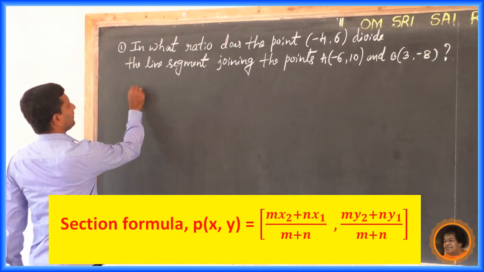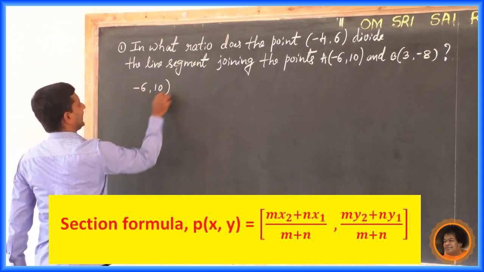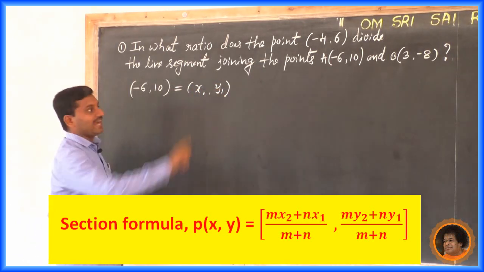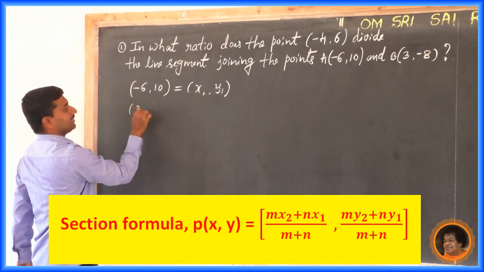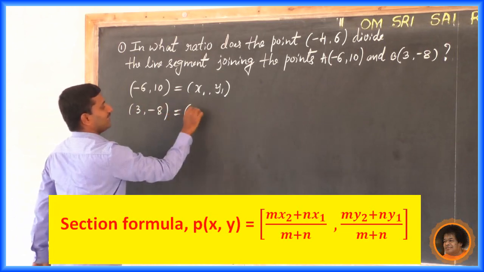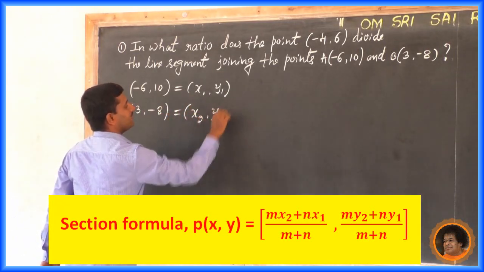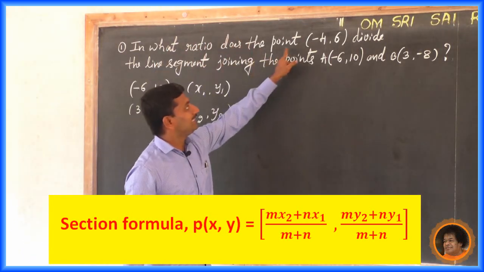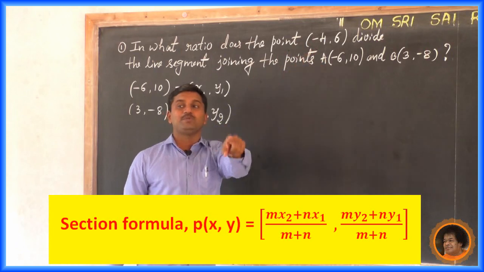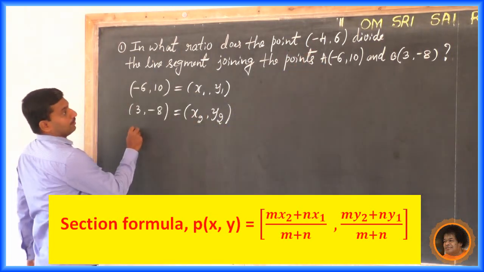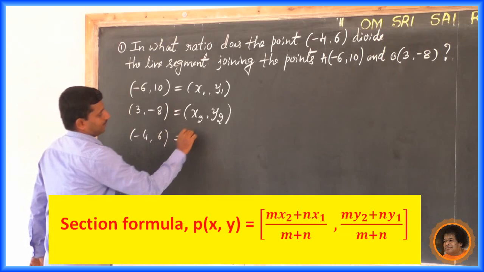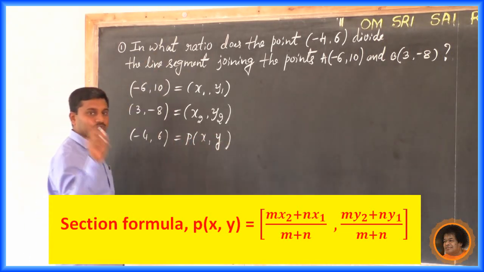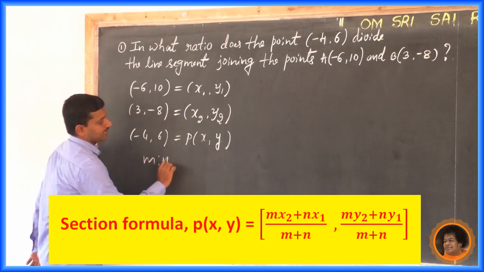So let us consider the first coordinate (-6, 10), that is x1, y1. And the second coordinate point, that is (3, -8). So let us consider the second coordinate point x2, y2. And one more coordinate point is given, the point (-4, 6), that is P of x comma y. In what ratio? So we have to find the ratio m:n.